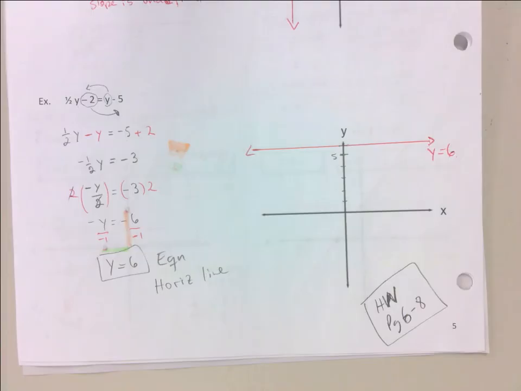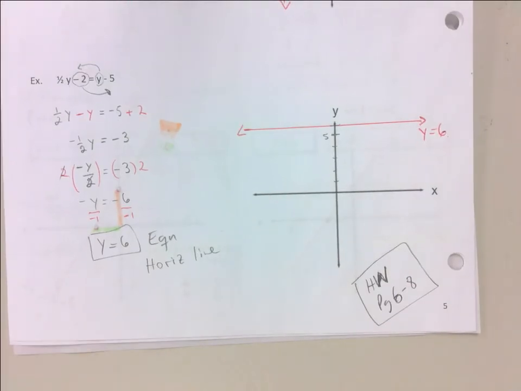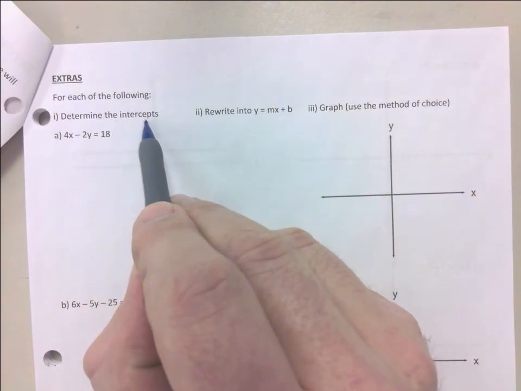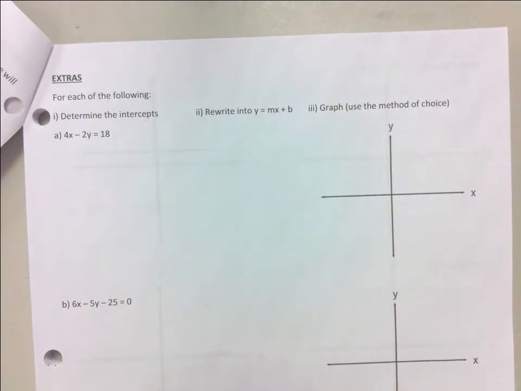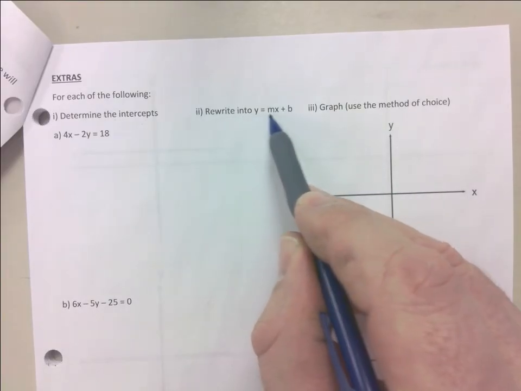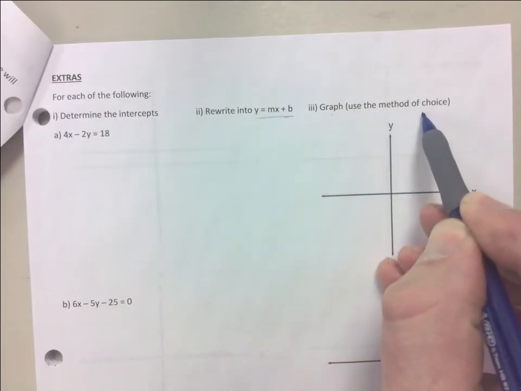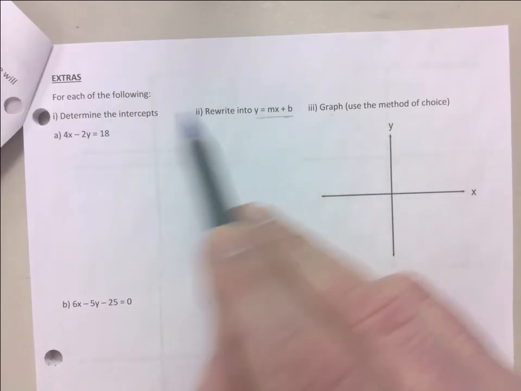Pages 6 to 8. So before we start, I'm just going to remind you what the instructions say. I kind of want you to follow that pattern. So let's go to page 6. And it just says, for each of the following, determine the intercepts, so the x and the y intercepts. Okay, that's what I mean by that. Rewrite it into this format as well, and then graph using the method of your choice. You can either use this equation or you can use the intercepts, whichever one you want.